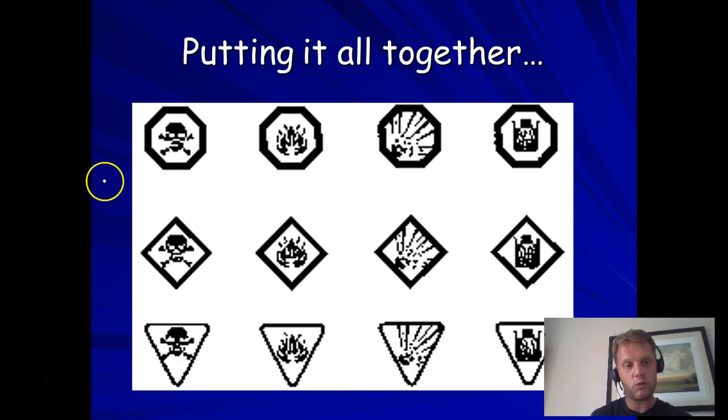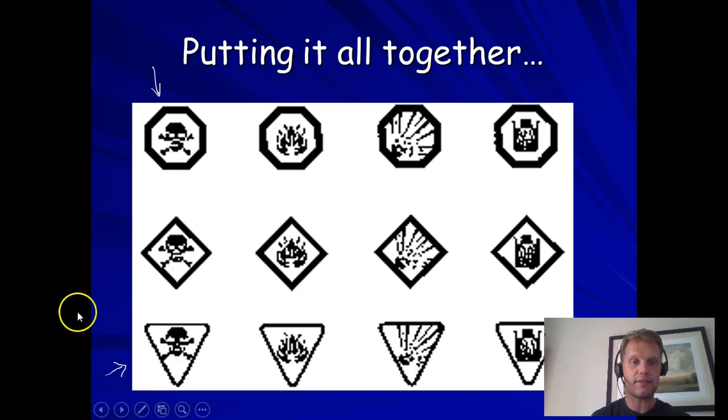So if we put it all together, what does this mean? Let's take a look at this first symbol here, and let's take a look at the last symbol way down here. When we look at those, which one is more dangerous? Take a moment and answer the question. If you said the top one is more dangerous, you are right, because it has more corners. The bottom one has fewer corners, only 3, so it's a lot less dangerous. The symbols across the middle section are the medium danger. Again, we have poison, flammable, explosive, and then finally, on the right, corrosive.